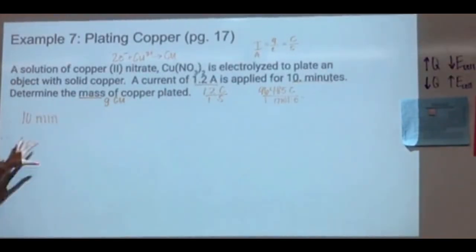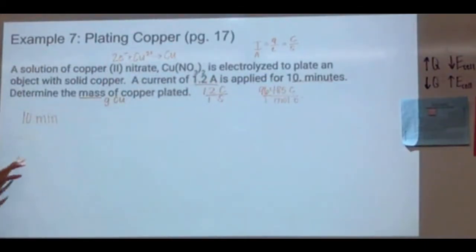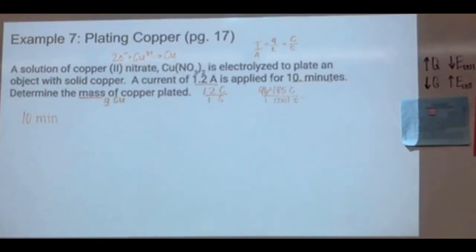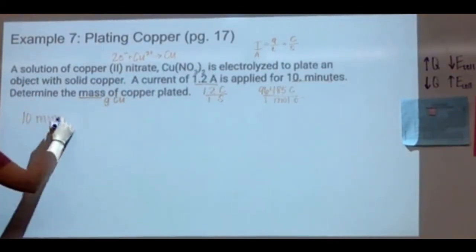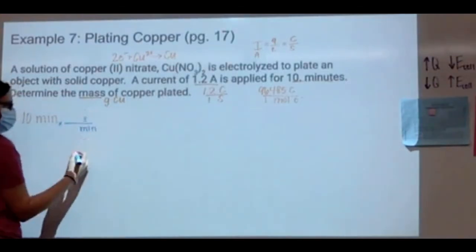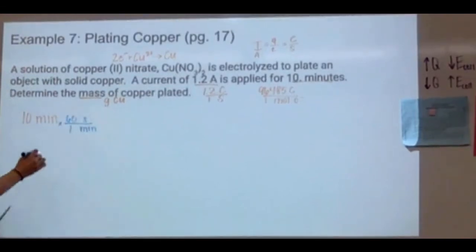So notice here, I always like looking at everything that I have. I say, okay, 10 minutes. Well, before I can use any conversion factor, what do I need to convert minutes to? Seconds. So I'm going to start by converting from minutes to seconds. 1 minute, 60 seconds. My minutes have canceled.